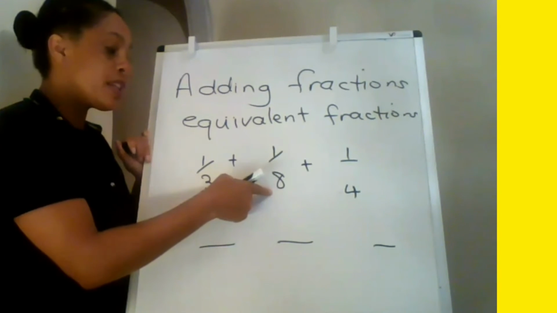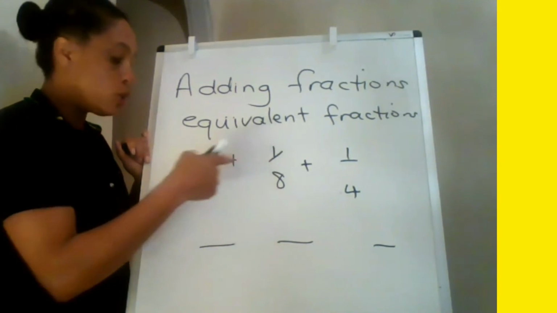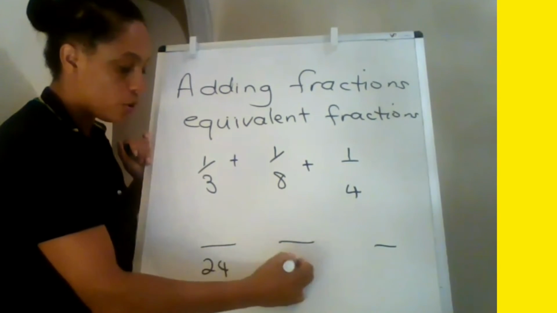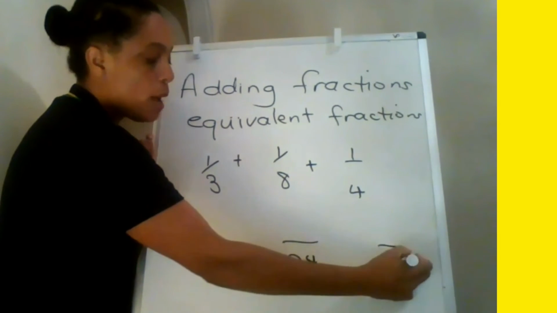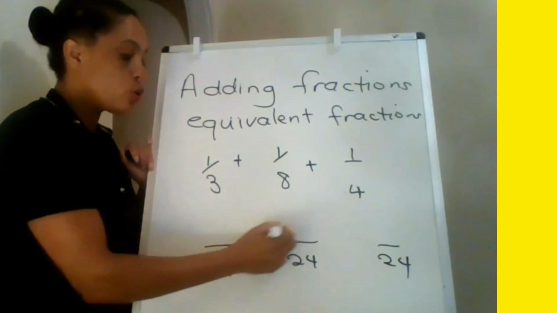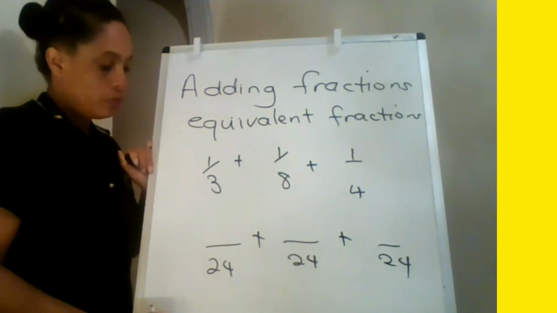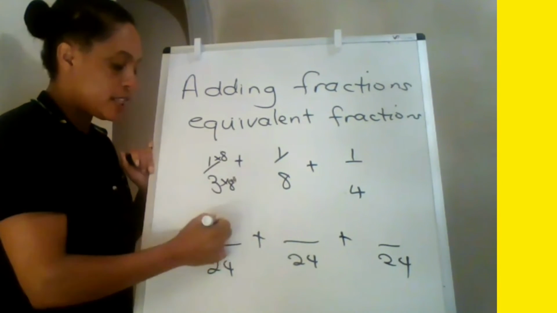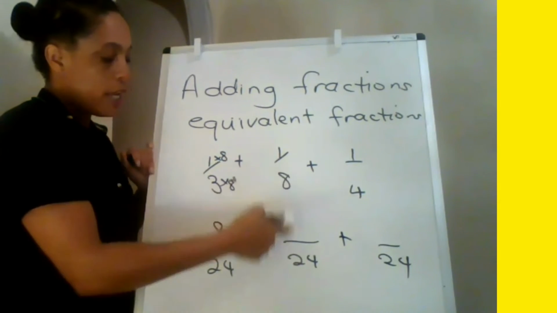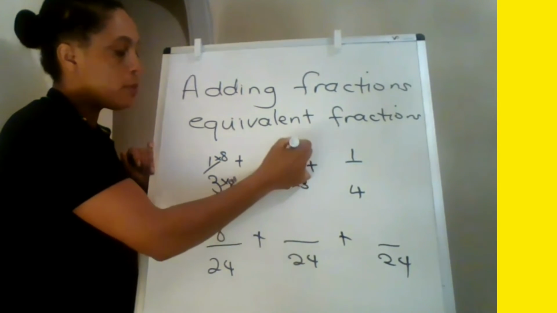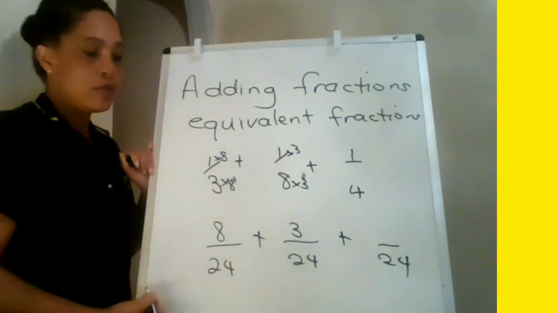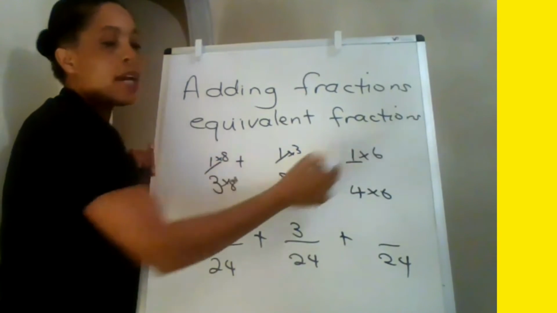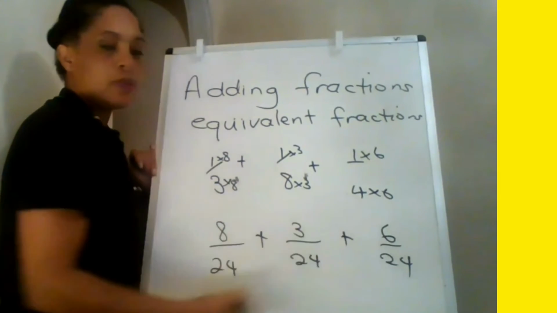So the first number that I can see in the 8 times table that is also in the 3 times table and the 4 times table is going to be 24. So now I'm going to make my fractions out of 24. 3 into 24 is 8, so I times the bottom by 8, I times the top by 8. 8 into 24 is 3, so I times the bottom by 3, I times the top by 3. 4 into 24 is 6, I times the bottom by 6, I times the top by 6.